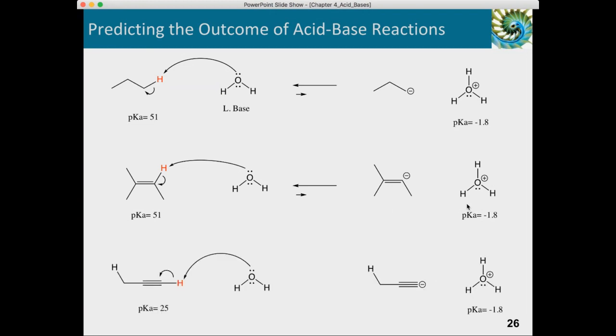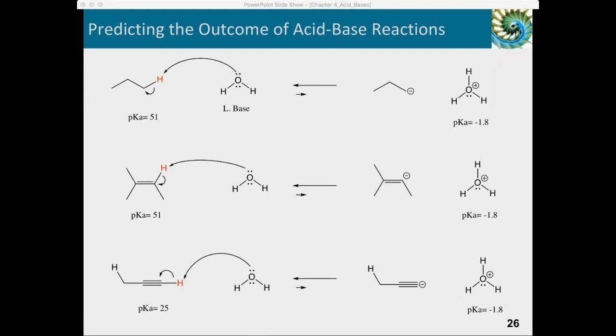And the same happens for an alkyne. If we try to deprotonate an alkyne with water, this will be the acid-base reaction, forming an acetylide ion and once again hydrogen. We compare the pKa of the alkyne to the pKa of hydrogen, we see that hydrogen is way more acidic, therefore the reaction will be displaced to the left.